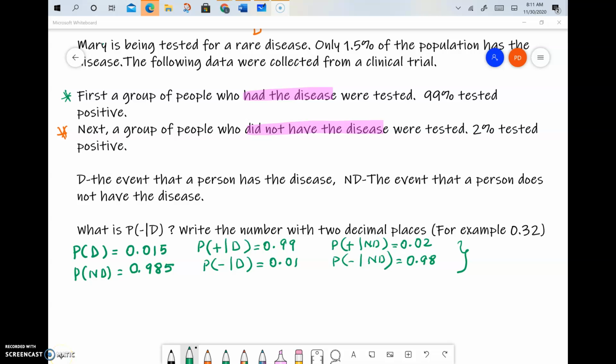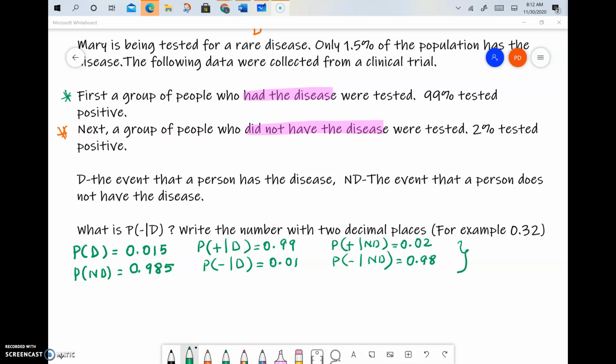So we looked at this problem in part 1. 1.5% of the population has this rare disease. First, a group of people who had the disease were tested and 99% tested positive. Next, a group of people who did not have the disease were tested and 2% tested positive. So based on the information given, we wrote down these 6 probability values that were given directly or indirectly in this question.